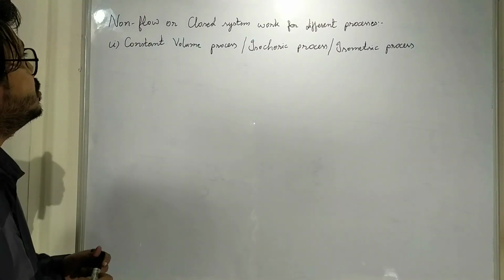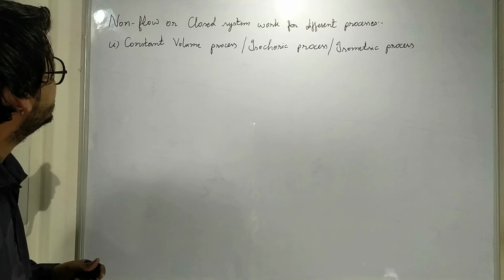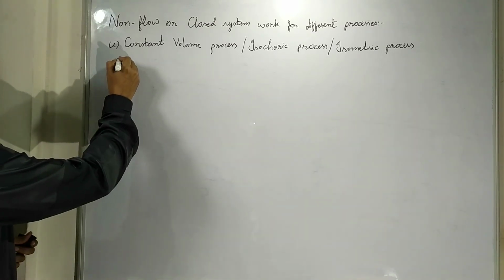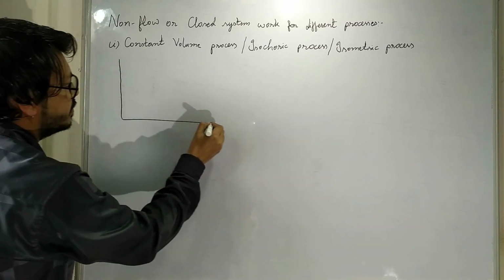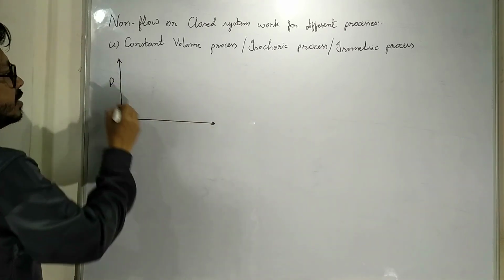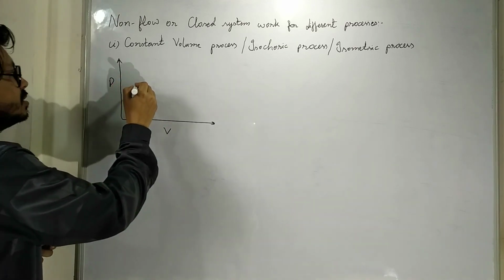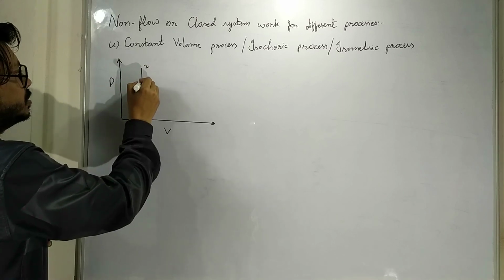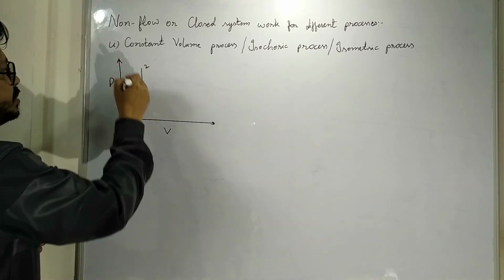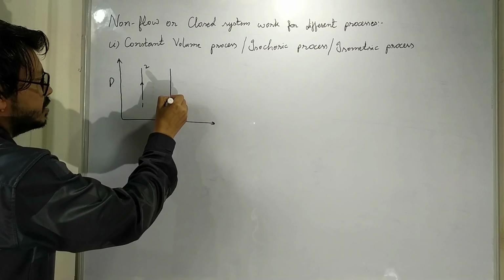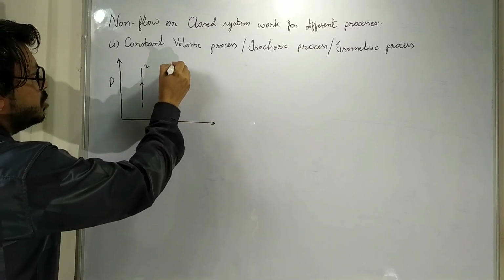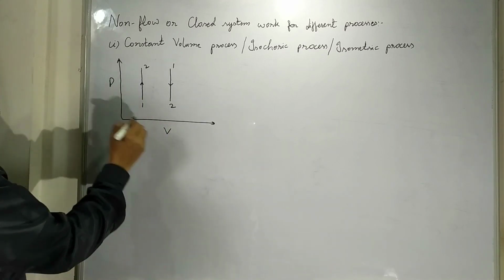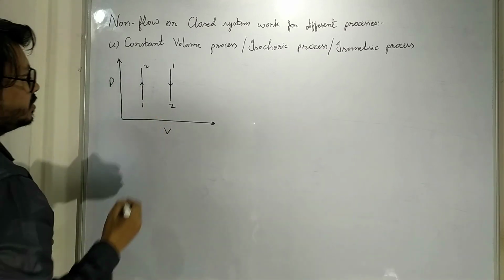Now we will see non-flow or closed system work for different processes. The first one is constant volume process or isochoric process or isometric process. So let us see this with a graph. This is our PV diagram, and let us consider a process which is going through state 1 to state 2 with increase in pressure, or a process which is going through 1 to 2 but with decrease in pressure. In both the cases, the volume is fixed, that is constant.